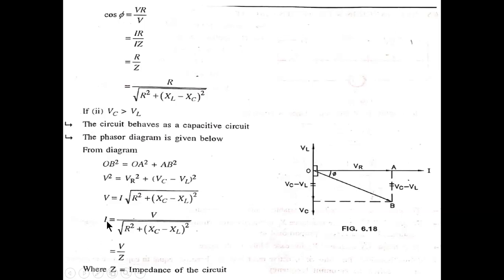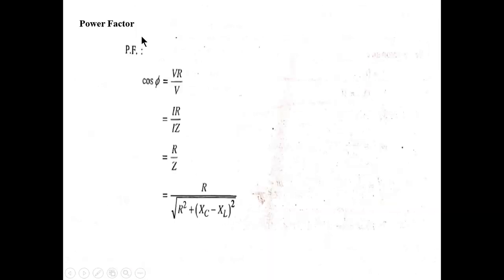So the current equation becomes I equal to V by Z, where Z is the impedance of the circuit. Power factor remains the same in both conditions. Cos phi is equal to R by Z.